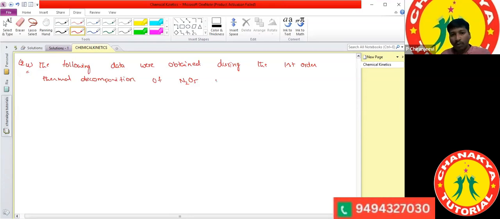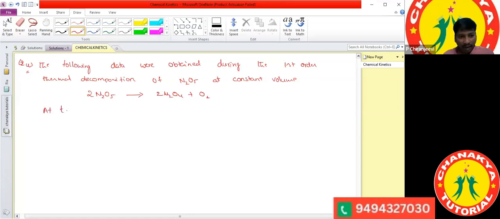at constant volume. Here, 2 moles of N2O5 gives 2 moles of N2O4 plus 1 mole of the oxygen gas. For that one, they had given some data. So what is the data they had given here?